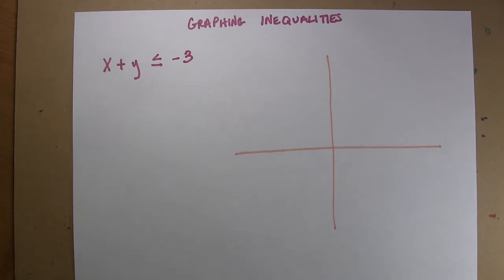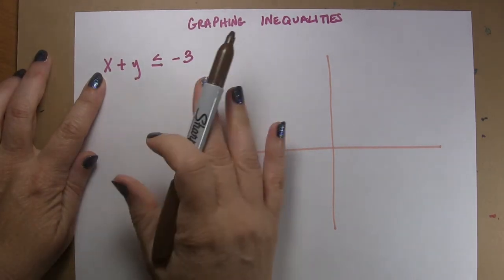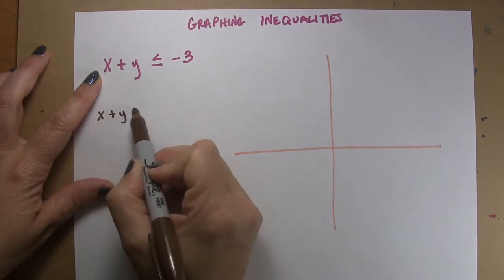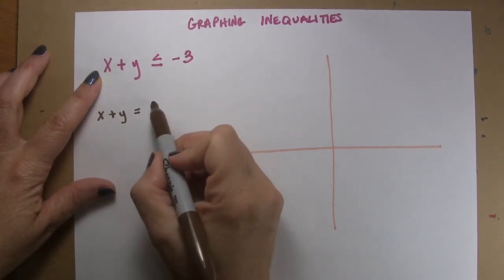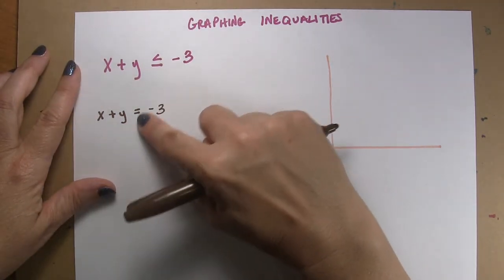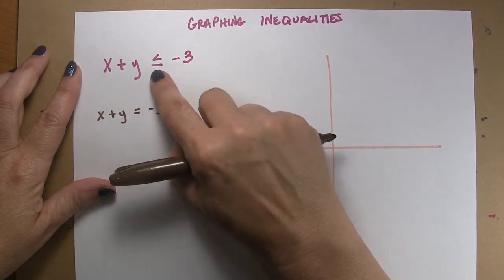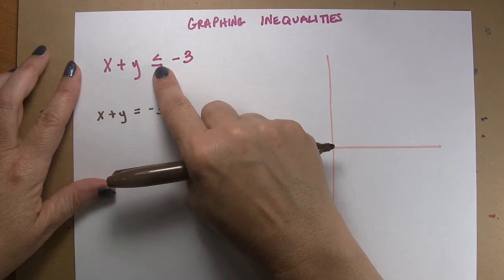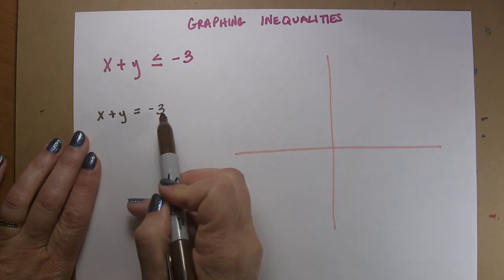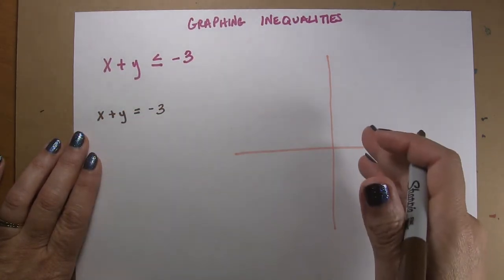We are going to take this and just forget about the inequality right now. So we're just going to rewrite this as x plus y equals -3. Even if this were just a plain old less than sign, for this step we would just make it into an equal sign. In this case, it happens to be less than or equal to, which is fine.